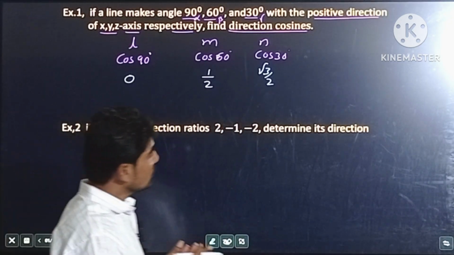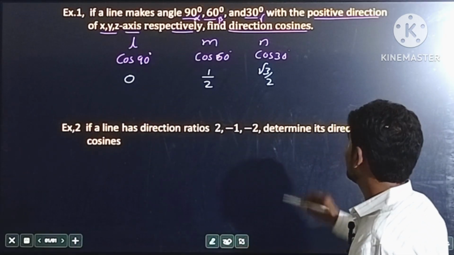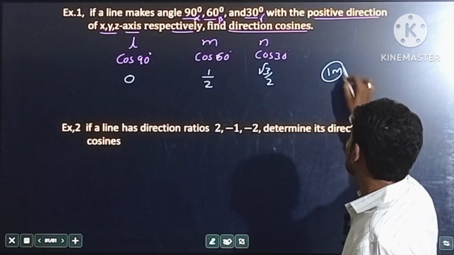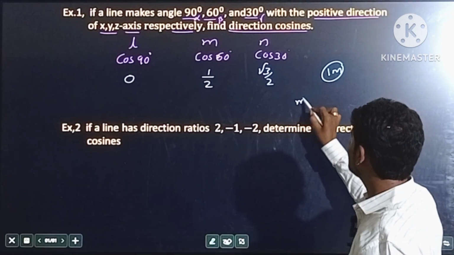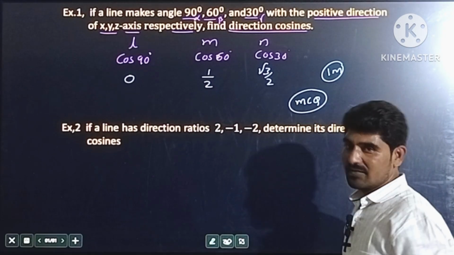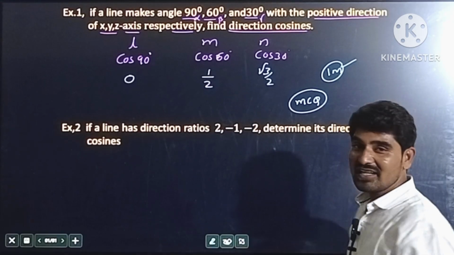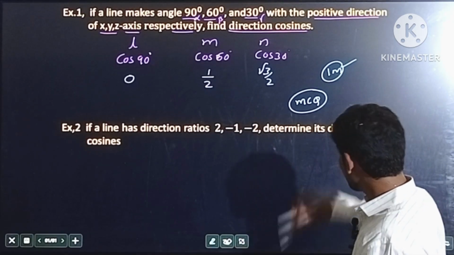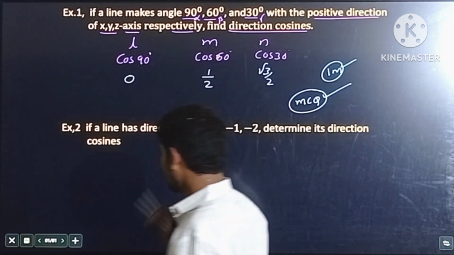I hope all of you understood. So this is one of the important questions, many times asked in your annual examination for 1 mark. But for upcoming examinations, this question will be asked in your MCQs, because the 1 mark questions in your annual examination are already deleted. So they will ask for 1 mark, but in which section? MCQ section. And here is the second question.